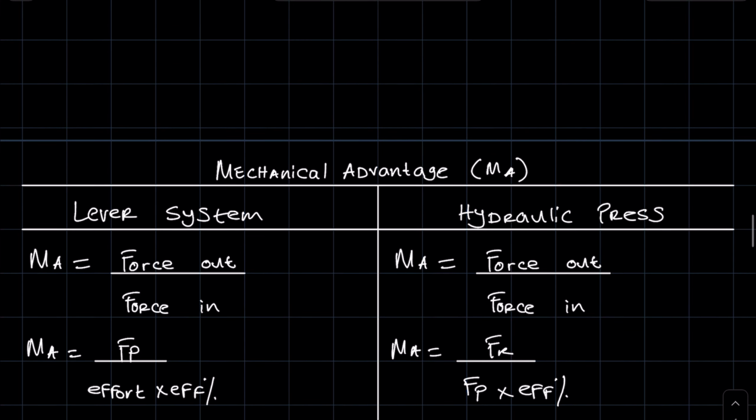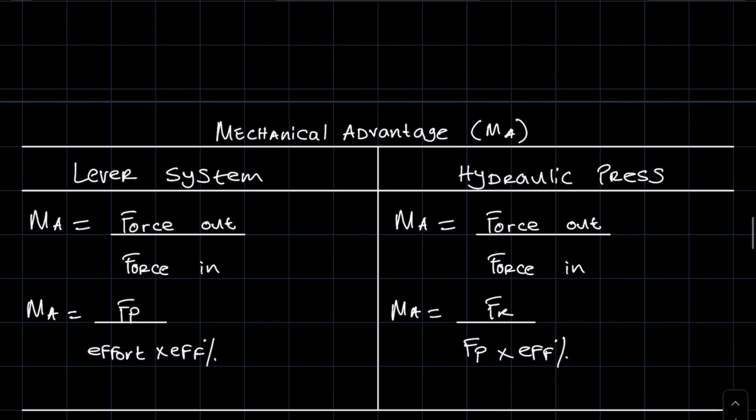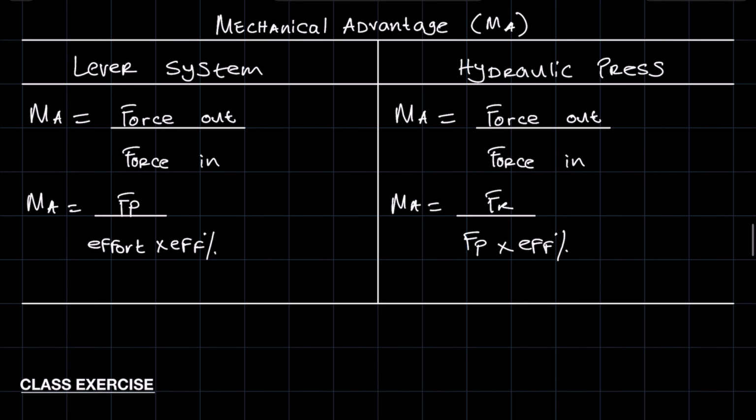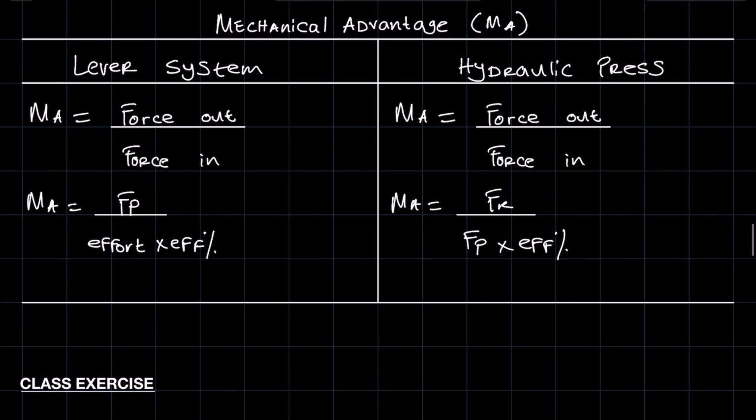Now let us look at the formulas for mechanical advantage for either system, be it the lever system or the hydraulic press. In this formula, we again look at which of the quantities we take as the input. For the lever system, this is the force coming into the lever system, so we multiply that by the efficiency. On the hydraulic press, the force on the plunger is the force coming into the hydraulic press, so you multiply that by the efficiency.